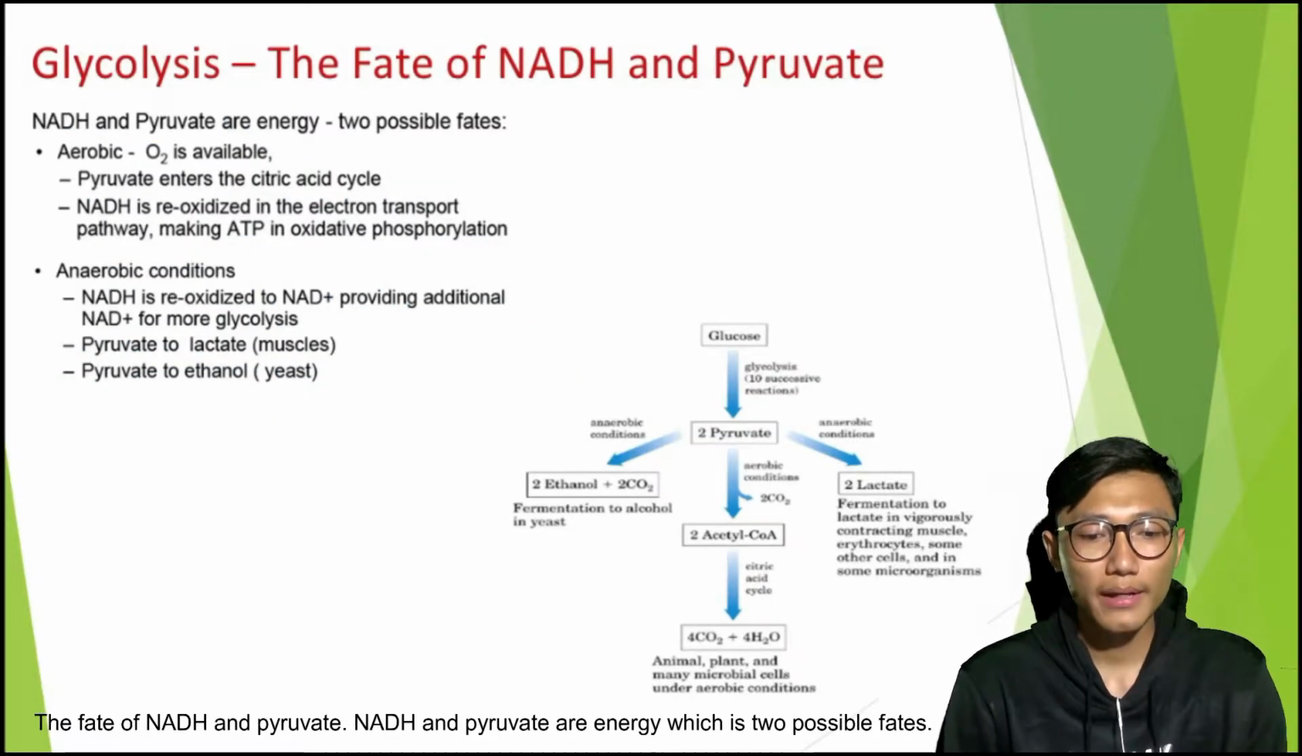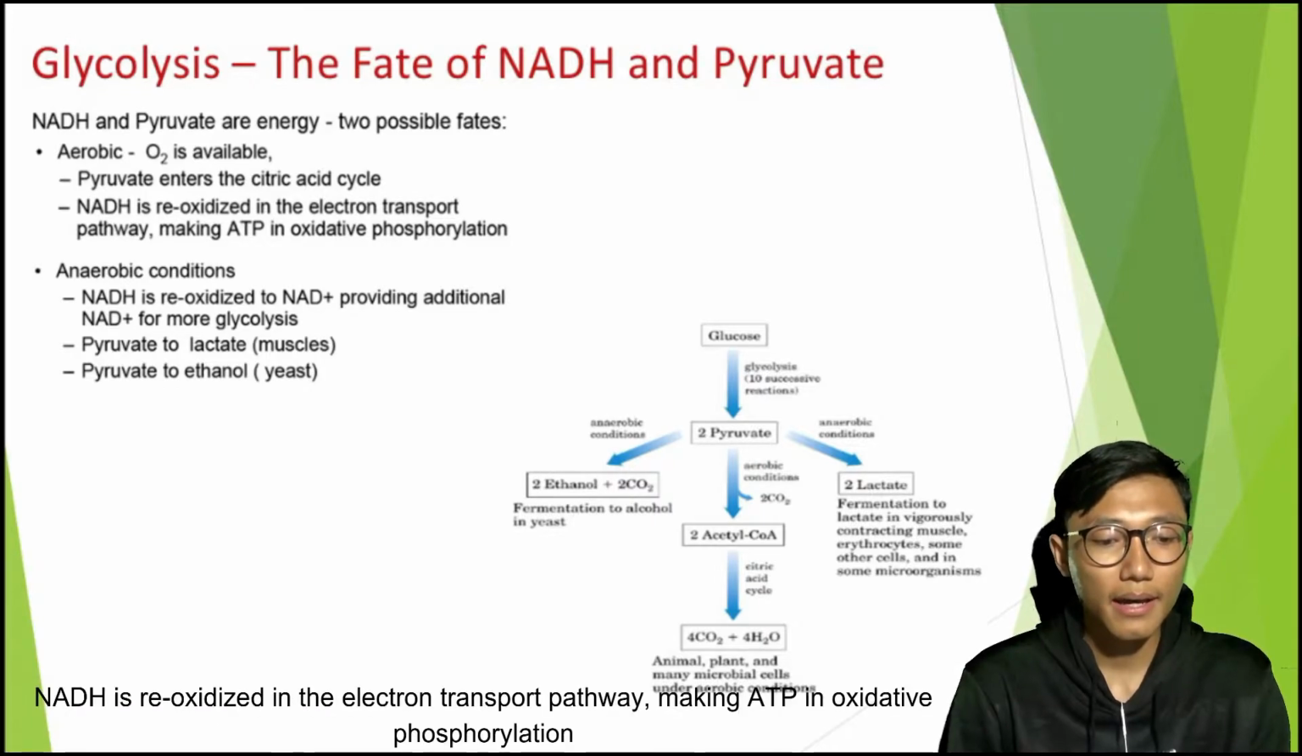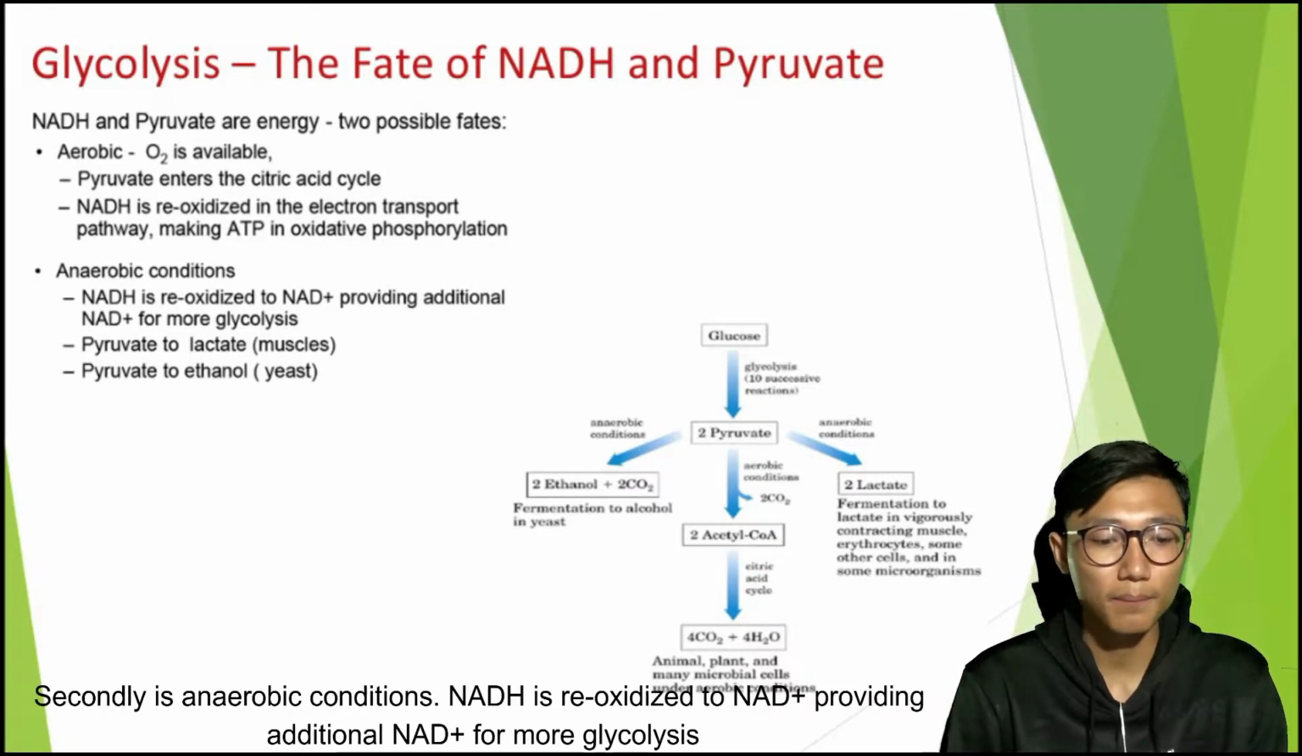The fate of NADH and pyruvate. NADH and pyruvate are energy, which has two possible fates. Firstly, aerobic, where oxygen is available. Pyruvates enter the citric acid cycle. NADH is reoxidized in the electron transport pathway, making ATP in oxidative phosphorylation.